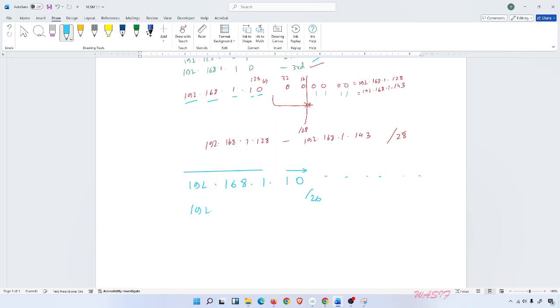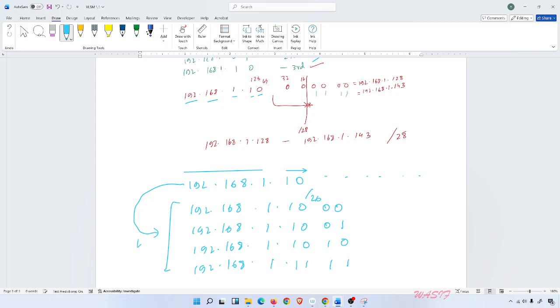Now, if I do here 192.168.1.10, and if I again want to borrow 2 bits, then it will be 00. I will have to create another table: 192.168.1.1001, 192.168.1. then 10, 192.168.1.11, then 11. So again, I divided this one into four parts. Now it will become /28.